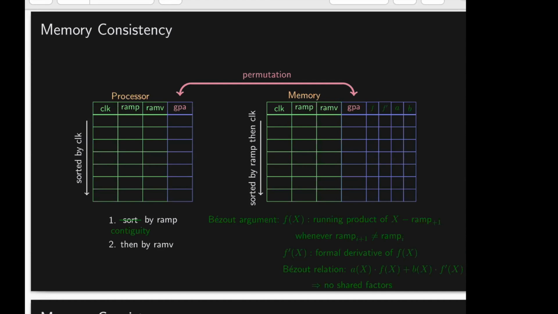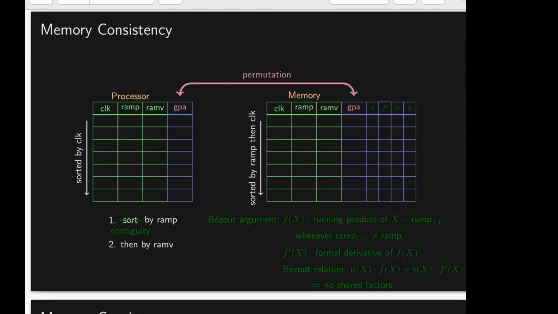In the first step, we observe that actually we don't need to sort by descending pointer value. We just need to establish that they are contiguous. So it doesn't matter if address A comes before address B or afterwards. It just matters that all rows with address A are bunched together and not interleaved with rows of any other address. And so we use a contiguity argument to establish this contiguity, and this argument relies on the Bézout relation.